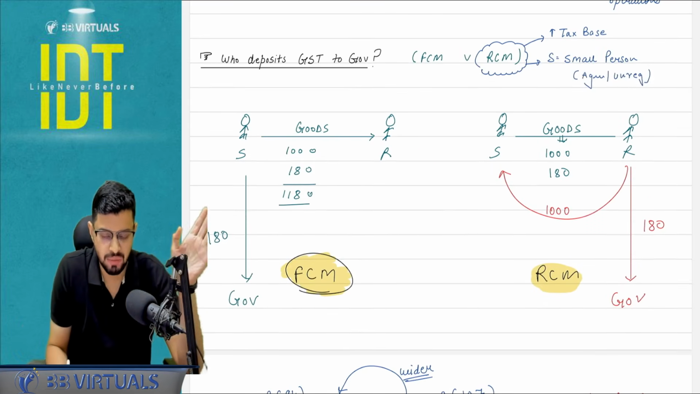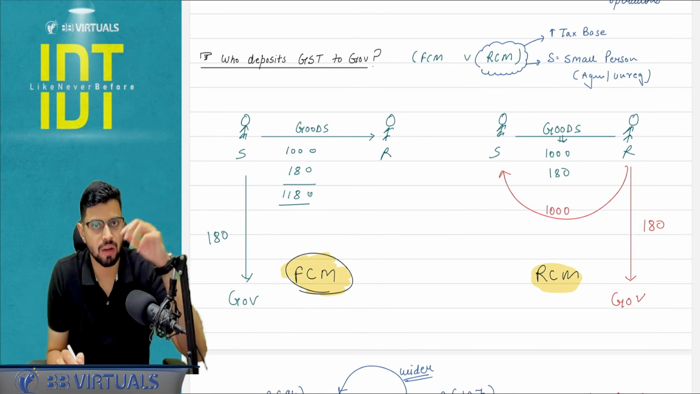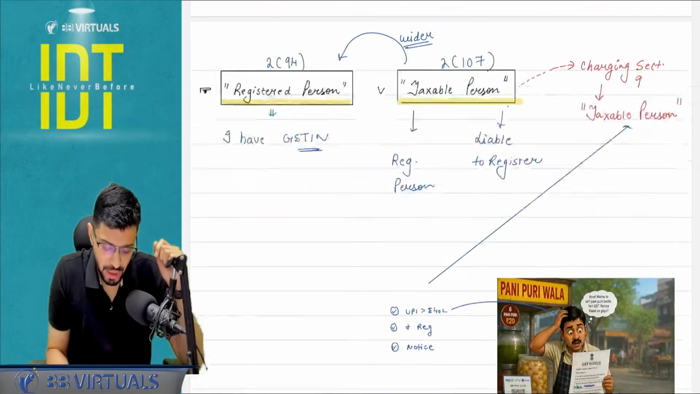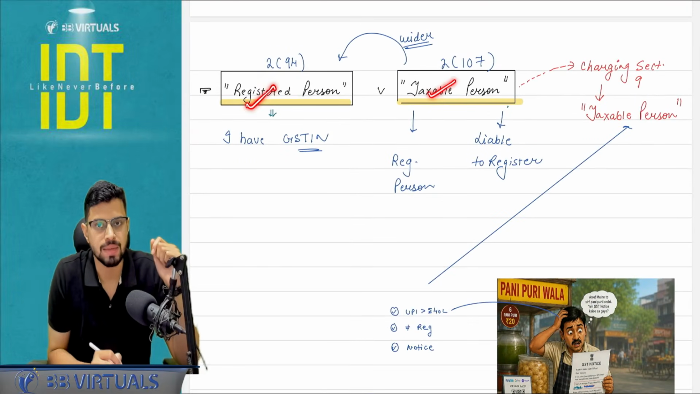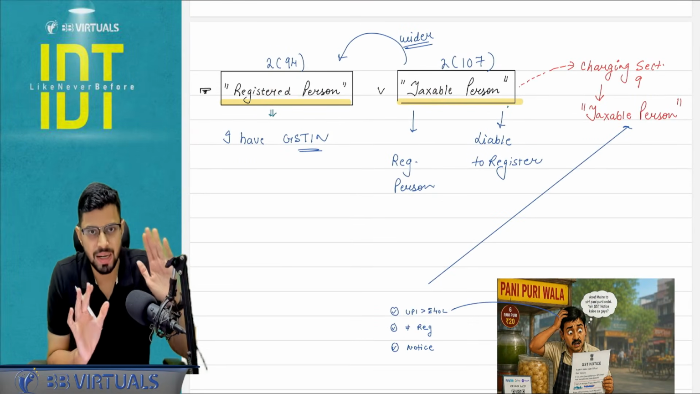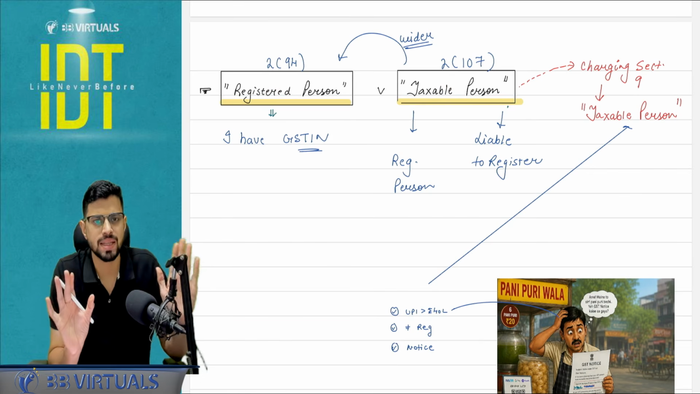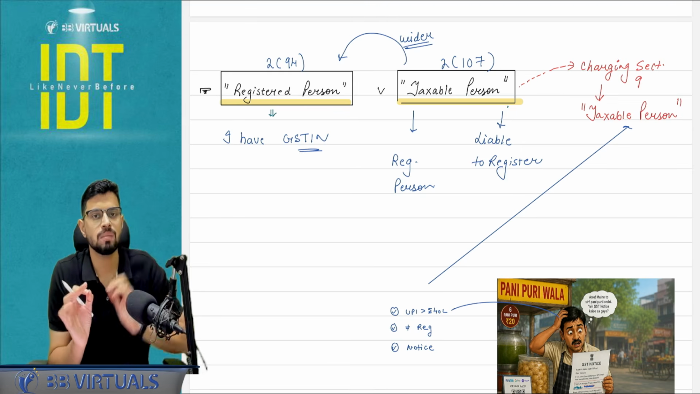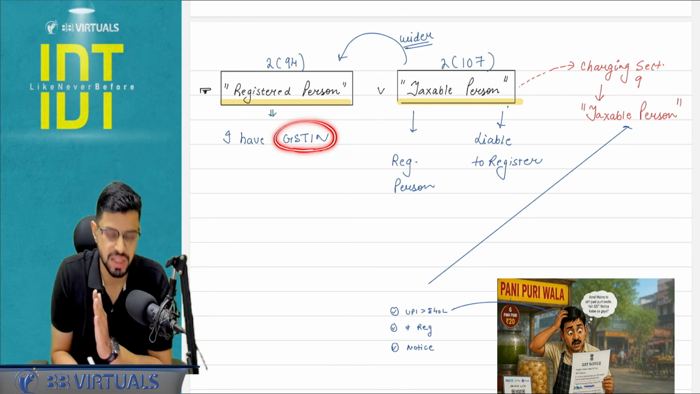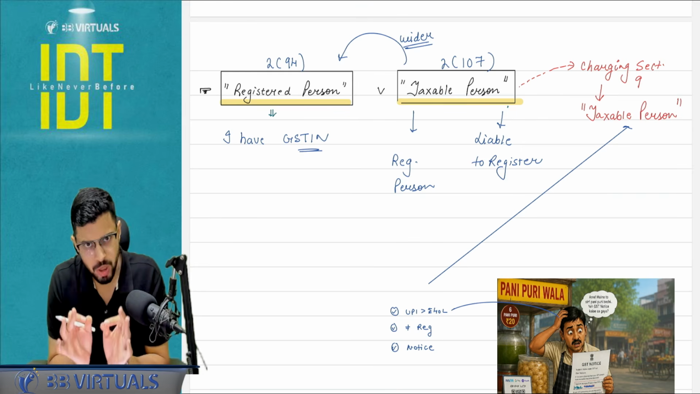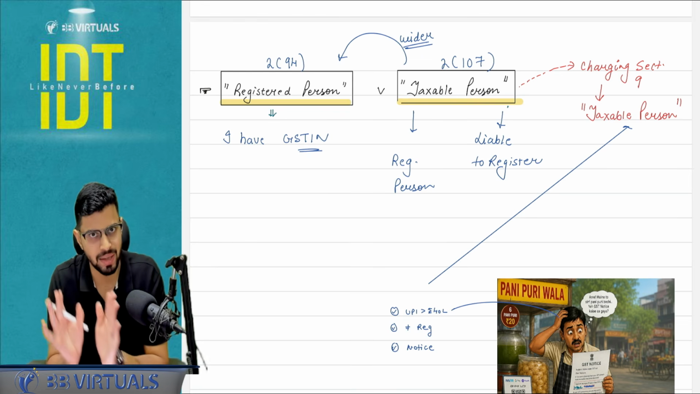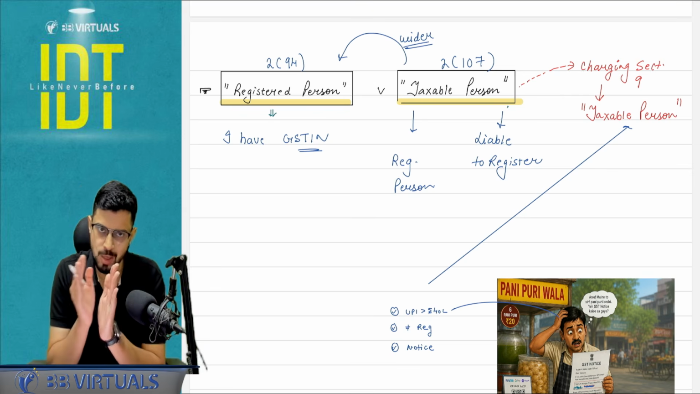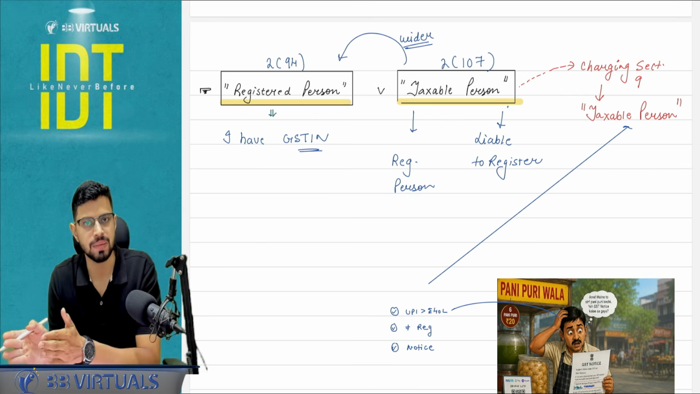Then FCM, RCM we saw. Reverse charge mechanism, we will be covering the list in chapter number 2. Then we talked about registered person and taxable person. Registered person also, the detailed definition we have not covered yet, but understanding needs to be there that registered means I have my GST, that is a 15-digit GST that we see. I will be showing you the GST certificate as well, don't worry, at the time of the registration chapter. So registered person is there and a taxable person is there.